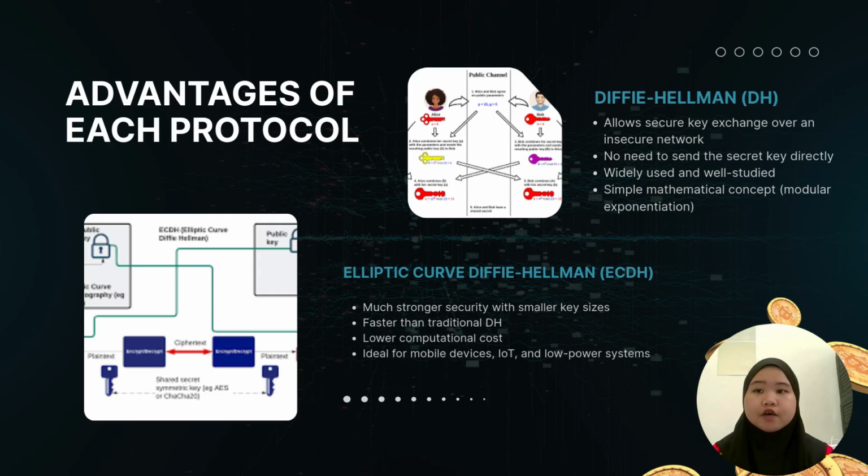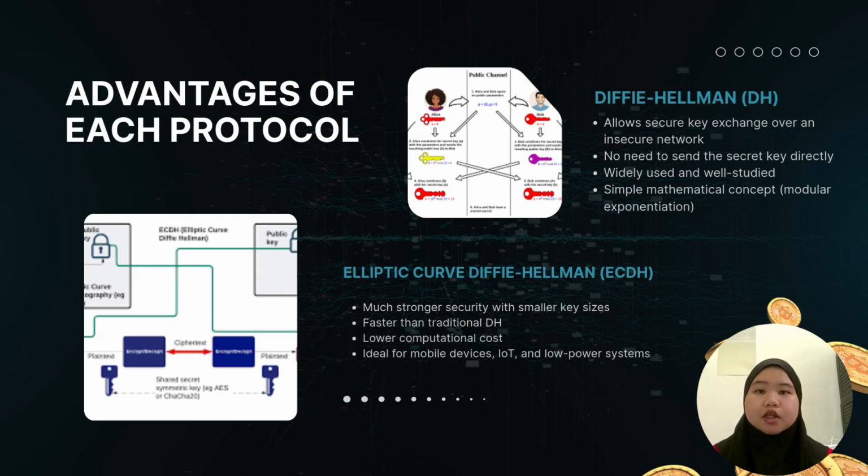In this part of the presentation, I will explain the advantages, limitations, and security analysis of three key exchange protocols, which are Diffie-Hellman, elliptic curve Diffie-Hellman, and RSA-based key exchange. These protocols are used to securely exchange cryptographic keys over an insecure network, such as the Internet. First, let us look at Diffie-Hellman or DH.